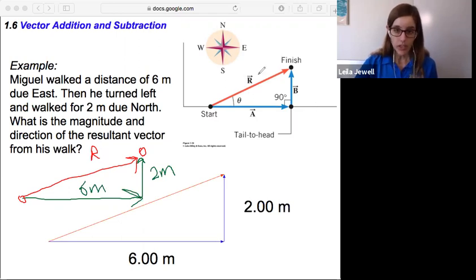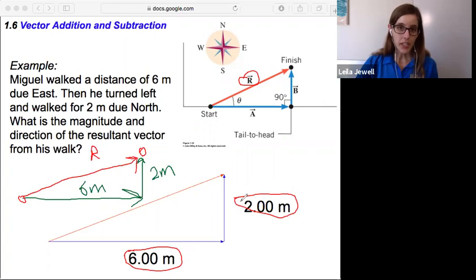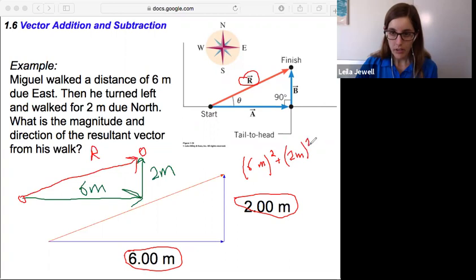So if we want to find this value of r, well, if we want to just get the magnitude, we know the magnitudes of the other 2 sides of the triangle. So how can we relate the 3 side lengths of the triangle to each other? That's right, it's our Pythagorean theorem, right? So we can take 6 meters squared plus 2 meters squared, sorry, my writing is so messy, is equal to r squared.